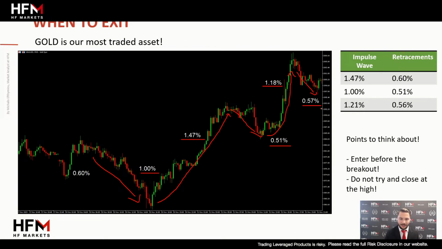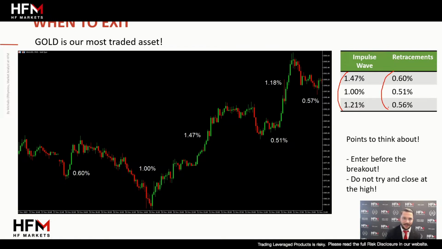Now, just by looking at this, we already can see the characteristic of the price movement of gold. Because we can see here, each time there's an impulse wave, it's approximately between 1% and 1.5%. So I've actually put this out here for you, both the impulse waves and the retracements. The largest impulse wave we saw was almost 1.5%. The smallest we saw was 1%. On average, if we look at the three impulse waves that we saw, it's 1.21.